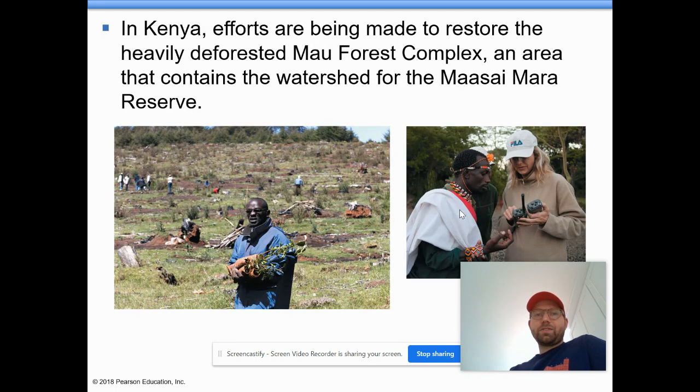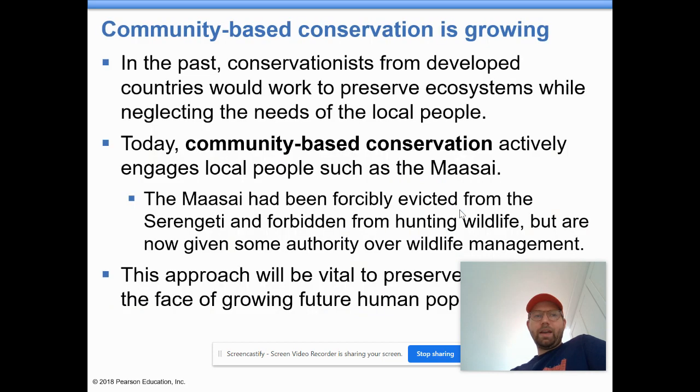In Kenya, efforts have really been shown to help, particularly educating the Maasai. They've been devastated by deforestation, and this is really called community-based conservation, where you engage local people to help. They were evicted from the Serengeti and forbidden from hunting wildlife, but they were also given authority over wildlife management. And this approach is really essential for preserving organisms, particularly when the human population is growing. And that's it.